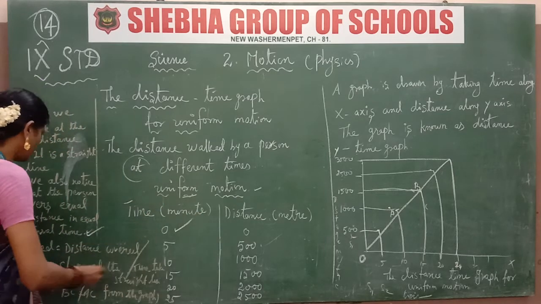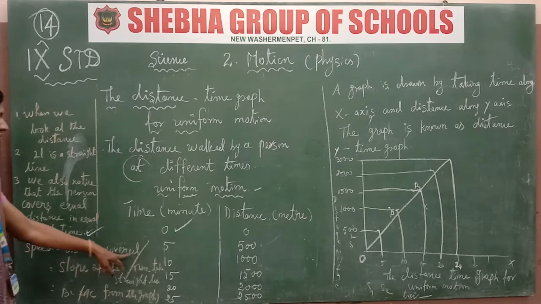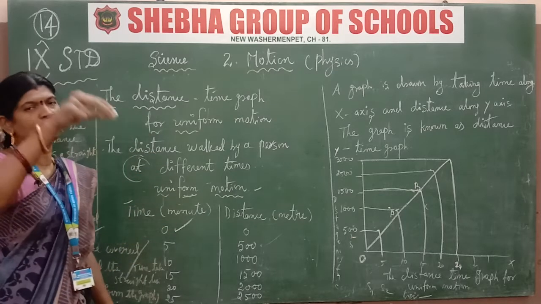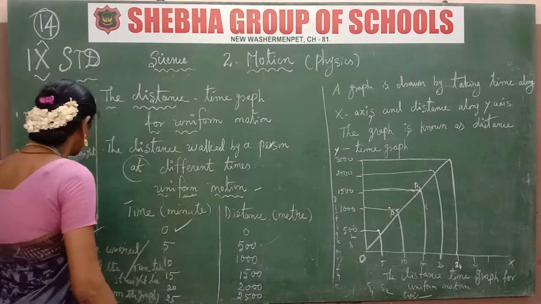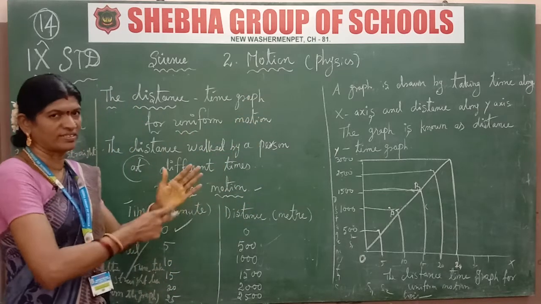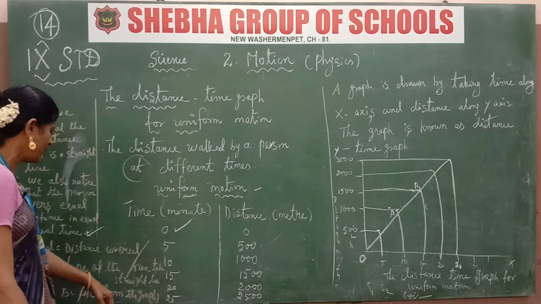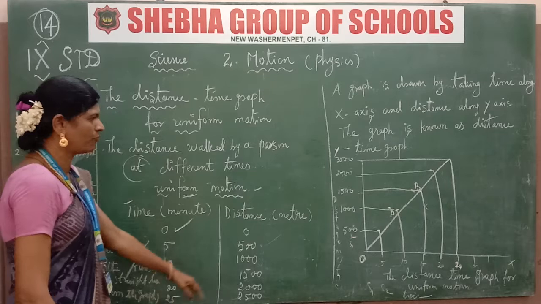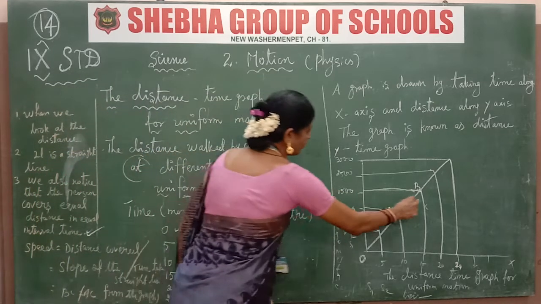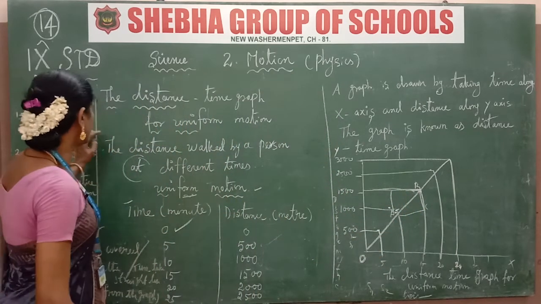Next, for example, listen. Speed is equal to distance covered by time taken. That is the slope of the straight line. So the slope of the straight line gives the distance the person walks. So BC by AC from the graph will give the speed. Okay, it's clear?